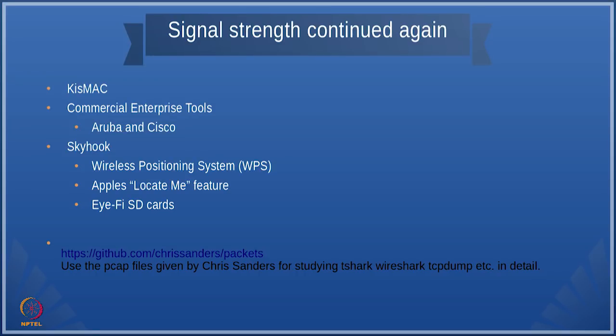Now before I end the session, I just want to tell you about this website, github.com/Krish Sanders and packets. If you want to gain more expertise, until now we have been looking at evidence acquisition and how to analyze the packets. This website has a lot of packet dumps, which the owner of the website has provided free of cost. You can download these PCAP files, open them in Wireshark, and start studying or doing forensics. He tells you what type of attack he has logged the packets for, so try to find out how you can identify those attacks using the dumps.